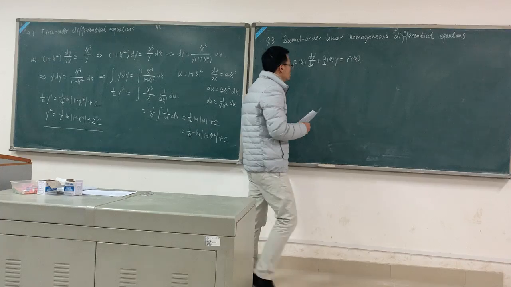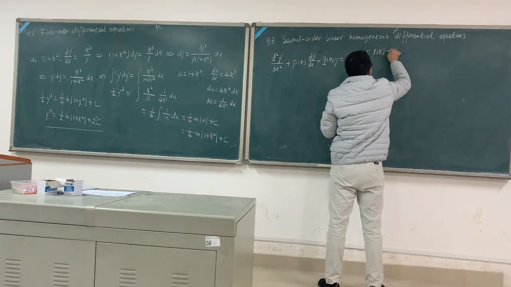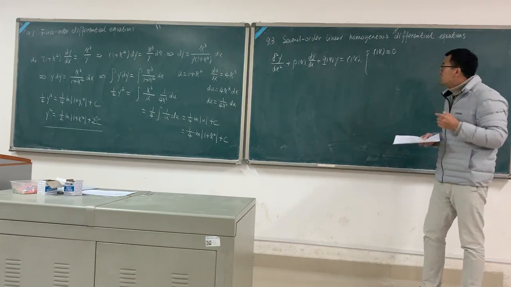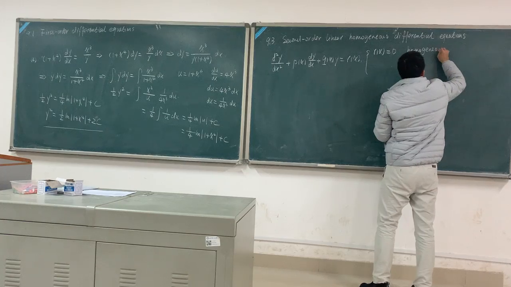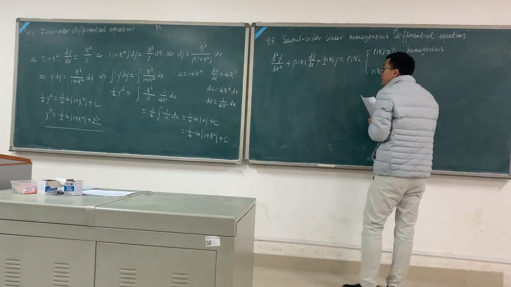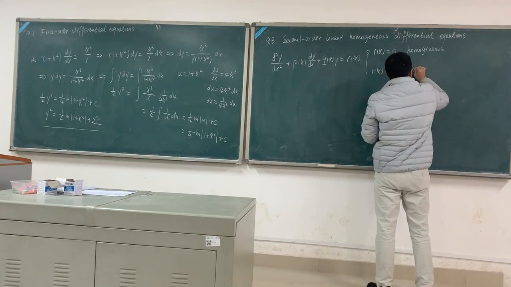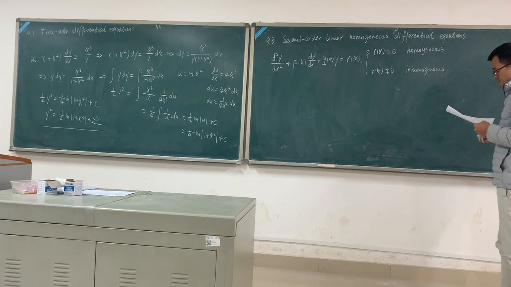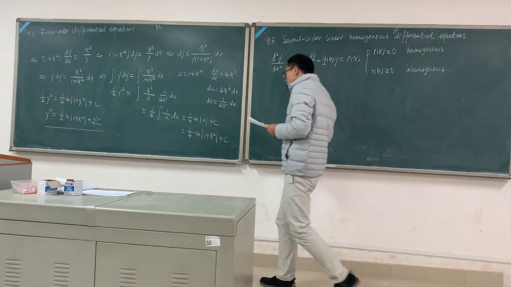So for this kind, if r(x) equals 0, okay? If the right hand side function is 0, we call it homogeneous. If r(x) is not equal to 0, we call it inhomogeneous.